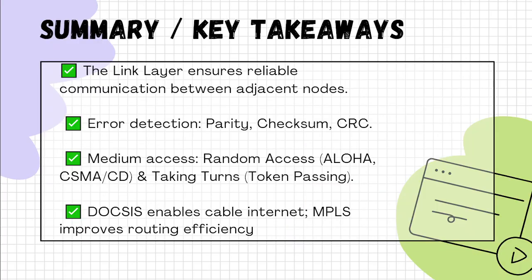Okay, so let's summarize what we learned. The link layer provides reliable communication between directly connected devices. It performs error detection and correction using parity, checksum, and CRC. It manages medium access through protocols like Aloha, CSMA/CD, and token passing. Technologies like DOCSIS and MPLS apply these principles to deliver real-world internet connectivity. In short, the link layer is the backbone of reliable data transfer at the local level of networking.